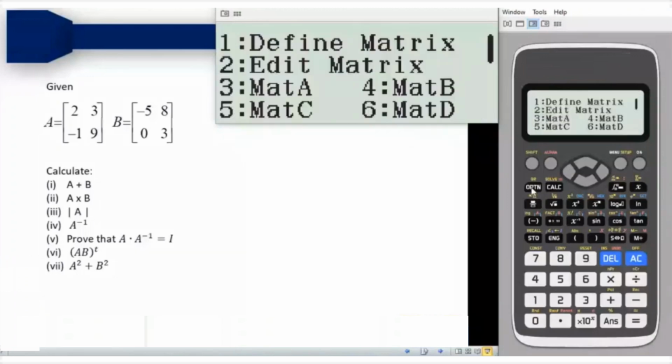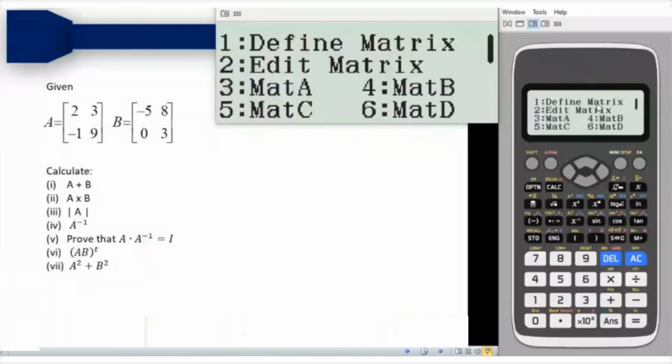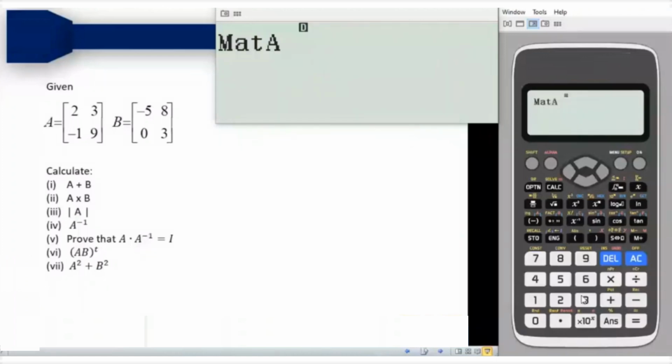So when you press the option button, you get to see the screen. And then when you press 3, you will get matrix A. And when you press option again, then you have a choice, let's say matrix B. So this is option 4. I hope this is clear.